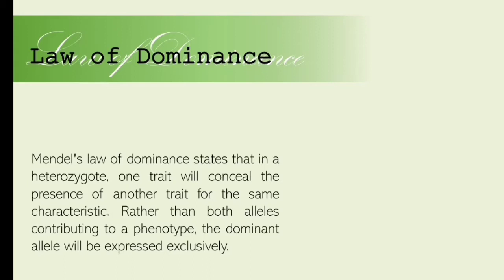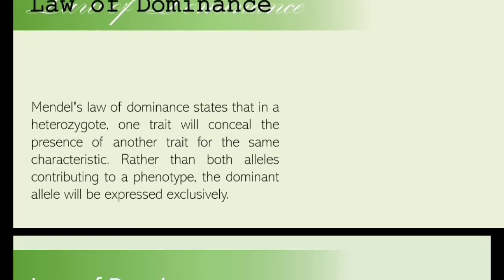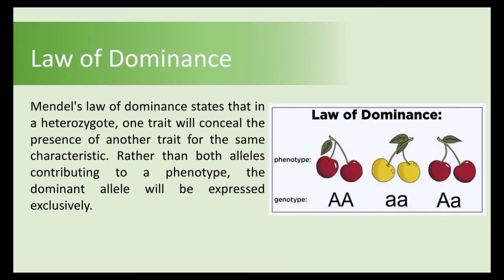Unfortunately, there is no easy way to just know if an allele will be dominant or recessive. So scientists usually have to figure out the relationship between alleles by crossing two homozygous parents through breeding and seeing which allele is expressed in the offspring. This is the technique that Mendel himself used when studying pea plants. So, here is an example of the law of dominance.